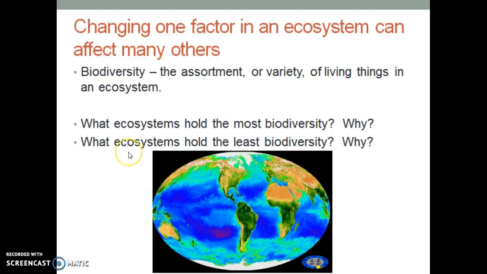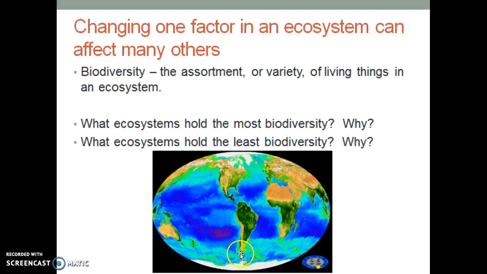What type of ecosystems would hold the least biodiversity, and why? Well, what happens as we start to move north and we start to move south? We start to see that green slowly start to disappear, and it becomes a bit more dry, as we can see by these tan regions.